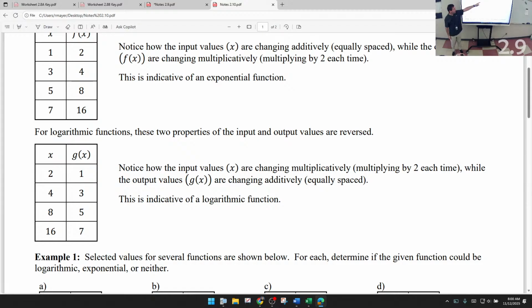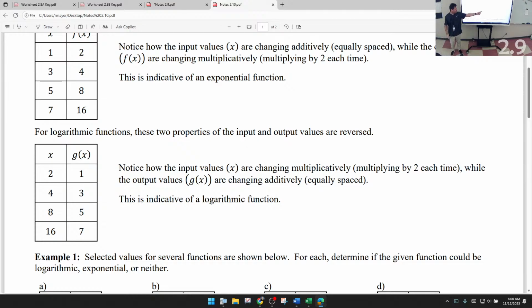Notice how the input values are changing, they're adding, while the output values are changing, multiplying. This is indicative of an exponential function. For logarithmic functions, these two properties are reversed. They're switched because they're inverses. In inverses, you switch x's and y's.